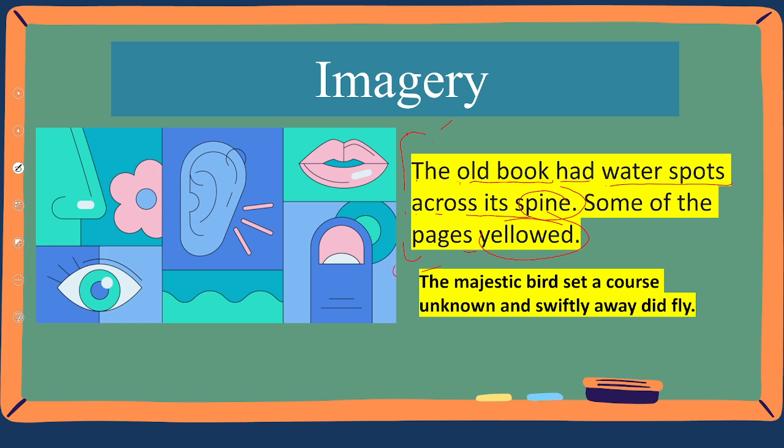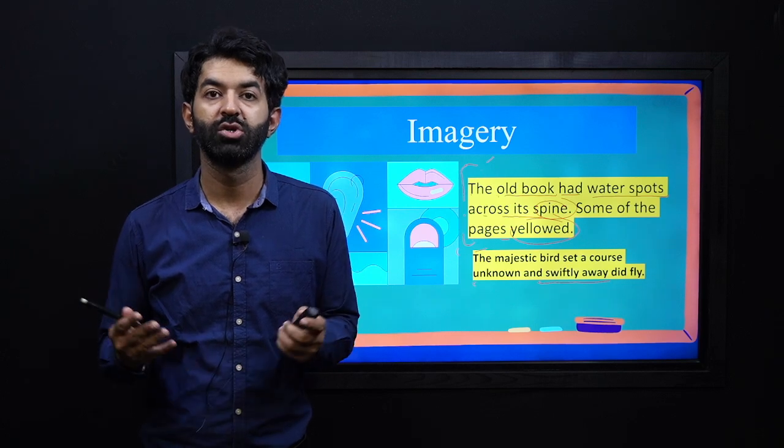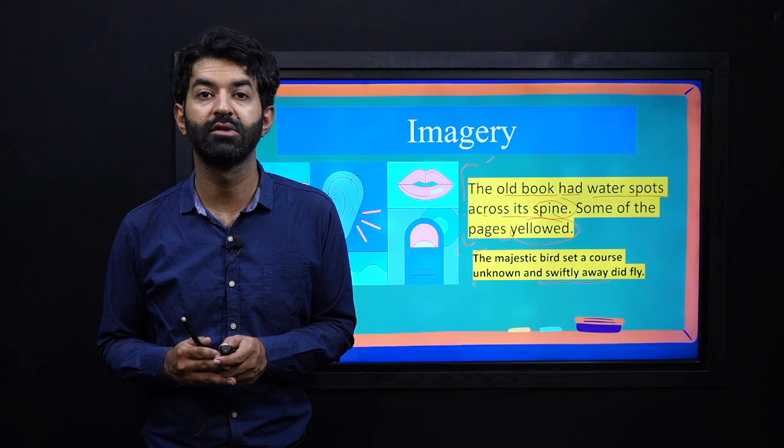The majestic bird sat a course unknown and swiftly away did fly. Now, in this way, you can picturize it and you can say that the use of imagery is done over here.